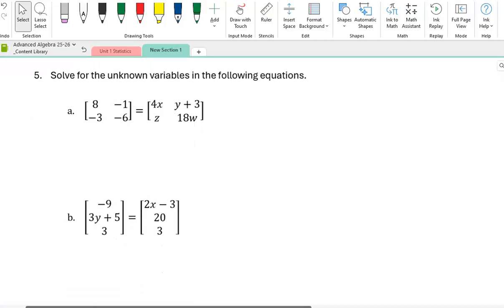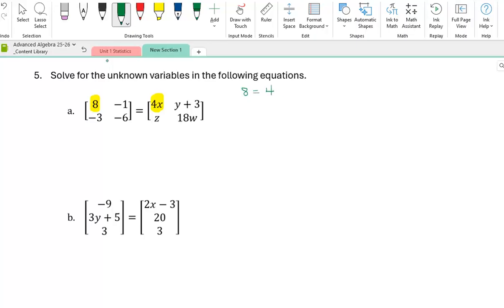So question 5 says, solve for the unknown variables. When you have two matrices that are equal to each other, this one goes with this one. So 8 equals, we're going to write it just like this, 4x. But before you can do that, we know this is a 2 by 2 and a 2 by 2, and I'm only going to give you exactly the same size matrices when it does this. They have to be the same in order to do this. It also equals another 2 by 2.